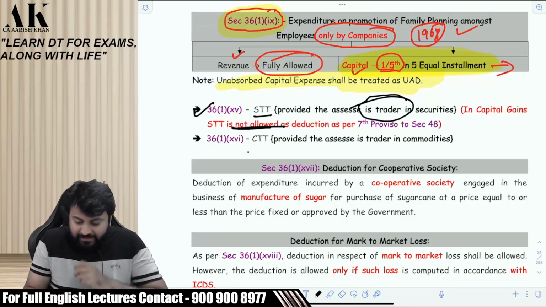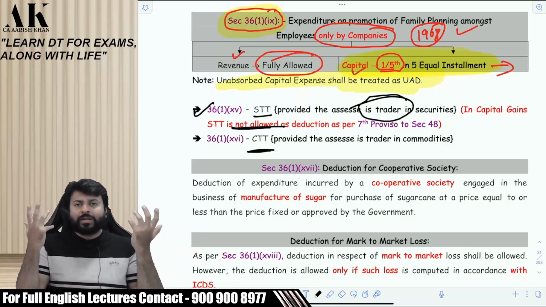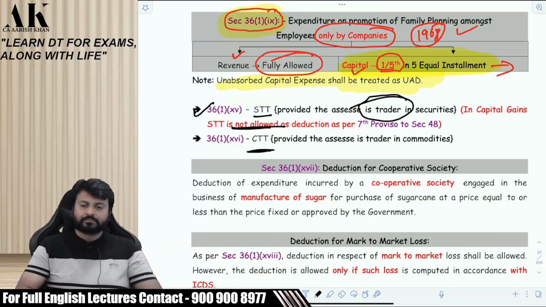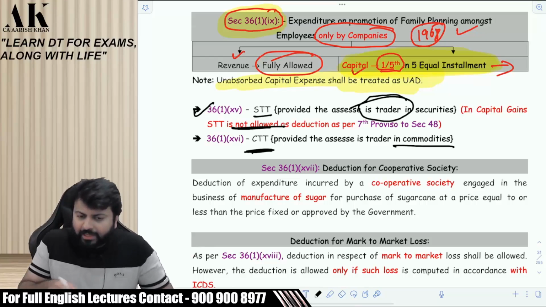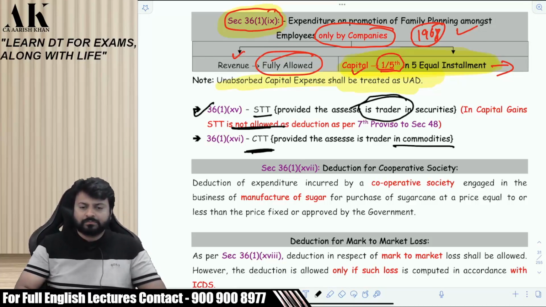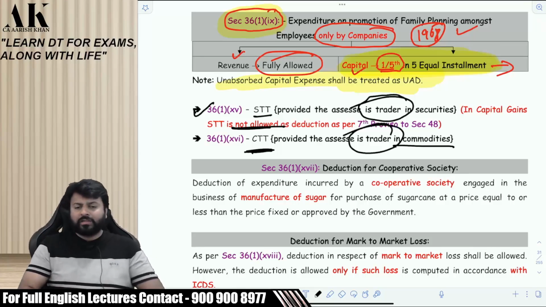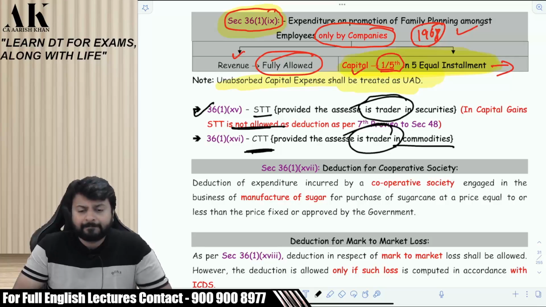Similarly, CTT, commodity transaction tax, is chargeable. You might know there is a commodity market also, MCX, where you can buy and sell commodities. If you sell that commodity, you will get the deduction for that tax also if you are a trader in that commodity. If you are an investor, then not. Then you can go to capital gains, not here. Okay?